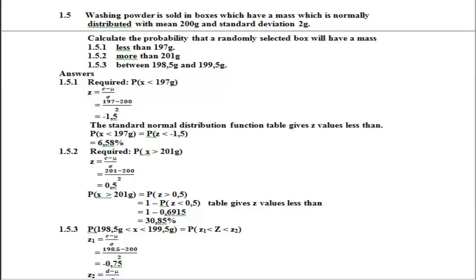Now our problem is this Z table is values less than, but the sum of all the probabilities under the normal distribution curve will give you 1. So what we do now strategically, it says 1 minus the probability that it's less than 0,5, and when you read the table, it says 0,6915, and that gives you 30,85%.